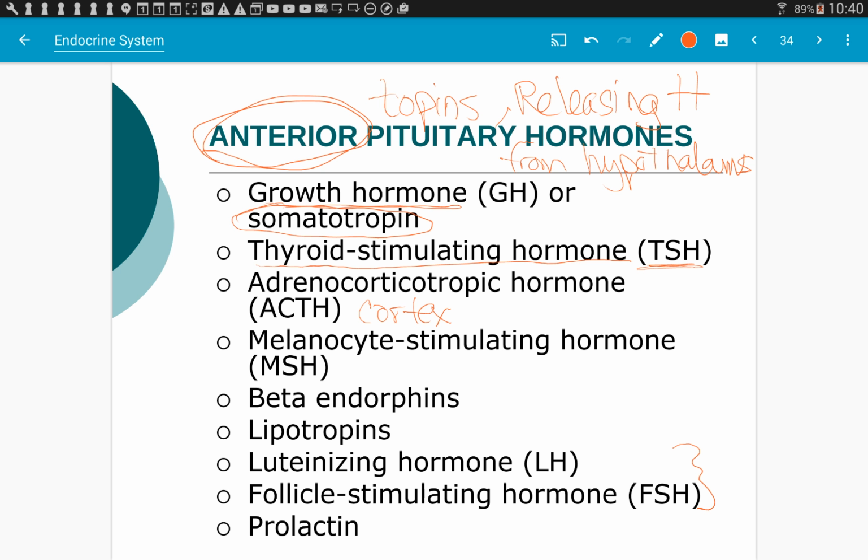This we have in both sexes. And the releasing hormone, do you remember the releasing hormone for these two? It's the same. It's going to be gonadotropin releasing hormone, released from the hypothalamus, and it will stimulate both luteinizing hormone and follicle stimulating hormone to be released from your anterior pituitary. And then lastly, prolactin. What does prolactin affect? Yeah, the mammary glands. Good, you got that one.